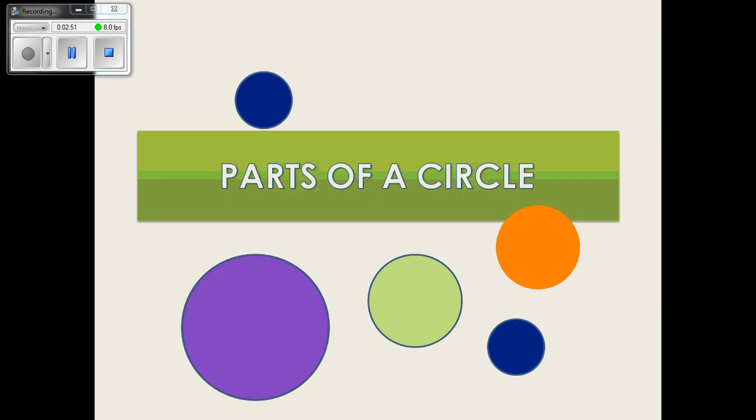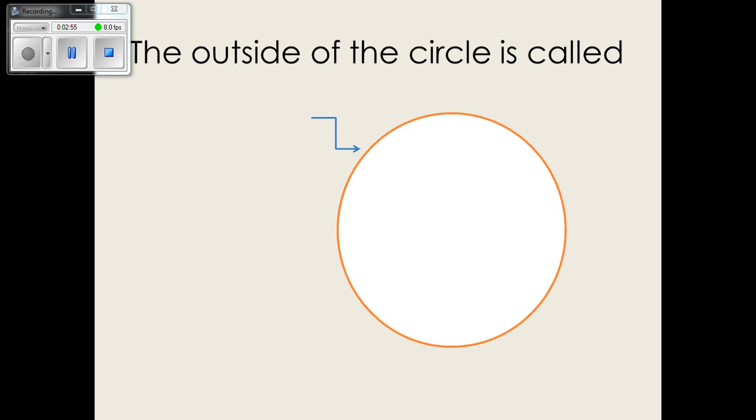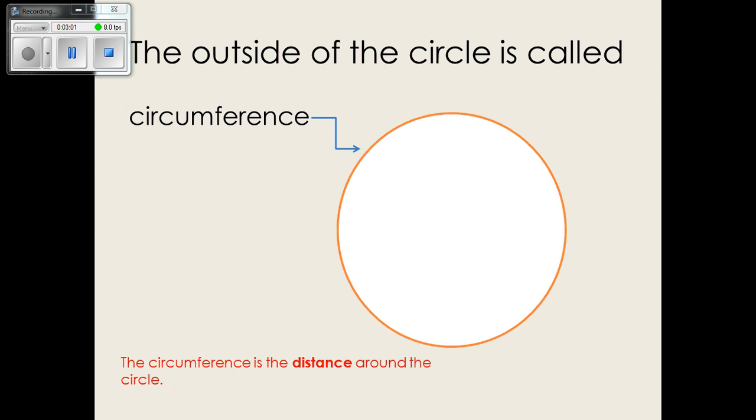First, let's look at the parts of a circle. The outside of the circle is called the circumference. The circumference is the distance around the circle. So if this little car could drive all the way around the outside of this circle, one time around the outside of the circle would be the distance of the circumference.